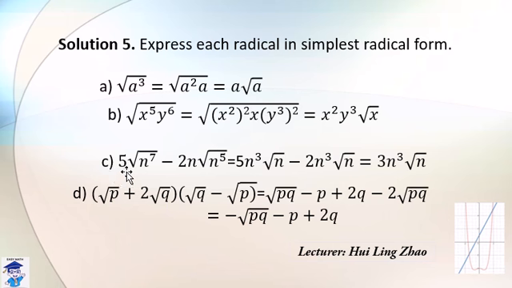Number C, 5 times square root of n to the power 7 minus 2n times the square root of n to the power 5. So the first term we can change into 5 times n cubic and the square root of n. And the second term is negative 2n cubic times square root of n.